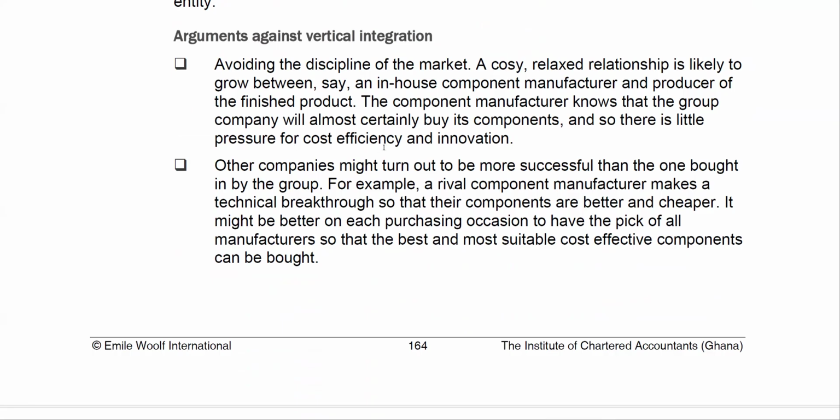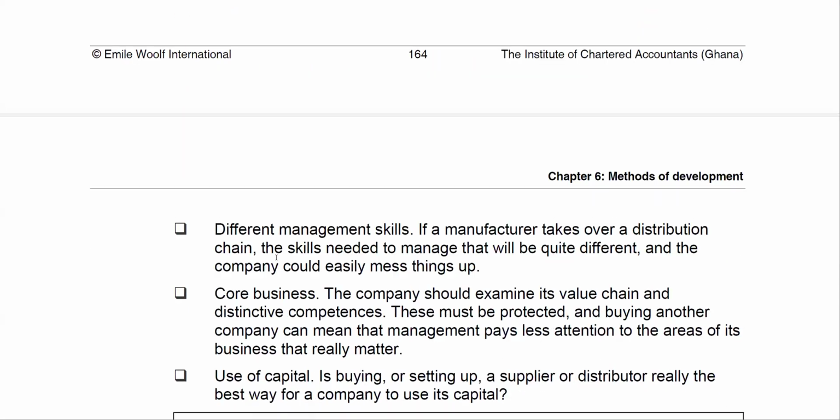And so there's little pressure for cost efficiency and innovation because you feel like now we are in the same group, you have acquired me, right? So even if I don't put in so much effort, you are still going to buy my raw materials, which is a disadvantage, right? Other companies might turn out to be more successful than the one bought in by the group. For example, a rival component manufacturer makes a technical breakthrough so that their components are better and cheaper. It might be better on each purchasing occasion to have the pick of all manufacturers so that the best and most suitable cost-effective components can be bought.